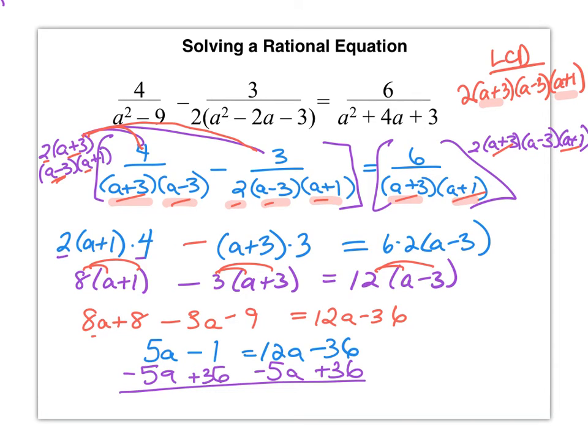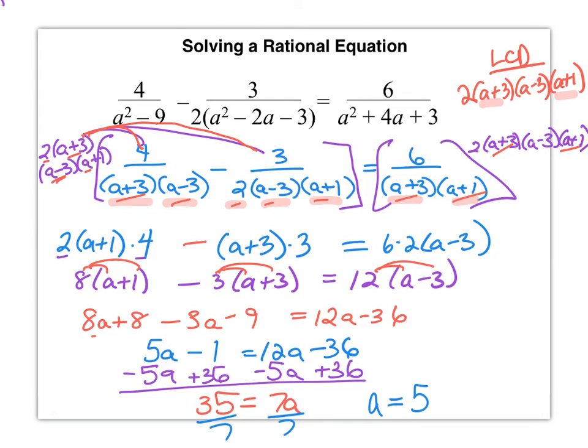to end up with 35 on the left side is equal to 7a on the right side. And then when we solve this by dividing both sides by 7, we get a equals 5.